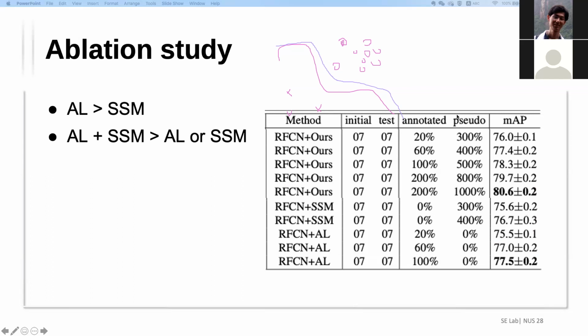Now here you see the percentage. This percentage is with respect to the initial training set. And it's better than if we just use one of them. Here SSM means only pseudo-label, AL means only active learning.